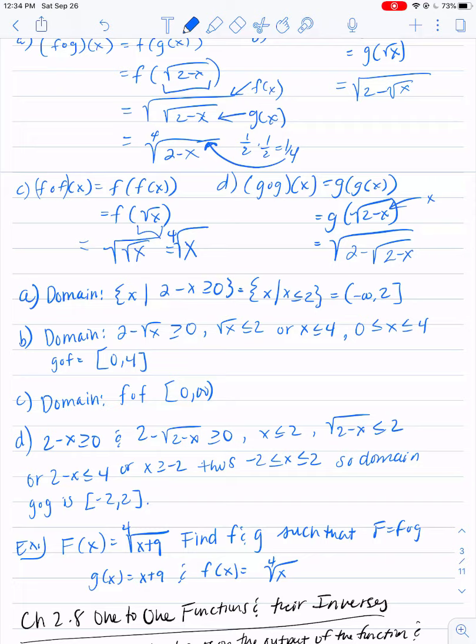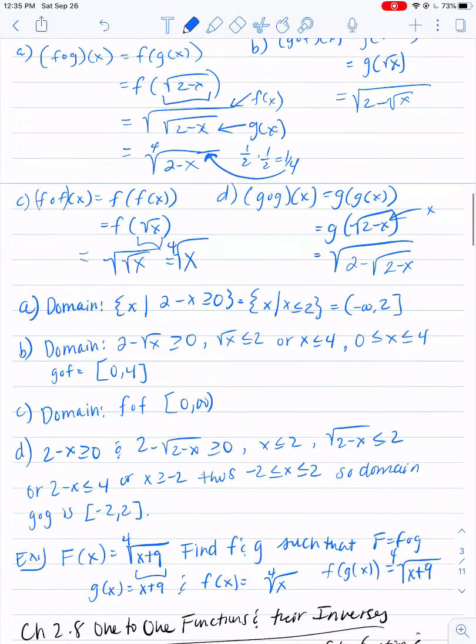For this example, we have f of x equals the 4th root of x plus 9, and we want to find f and g such that F equals f composed with g. So here we're splitting up a composition. We could say that our g of x is x plus 9, and then our f of x is the 4th root of x. And we could test that. So let's see. We have f composed with g of x. That's going to be the 4th root of, and then plugging in our g of x, x plus 9. So that matches. So we're good.